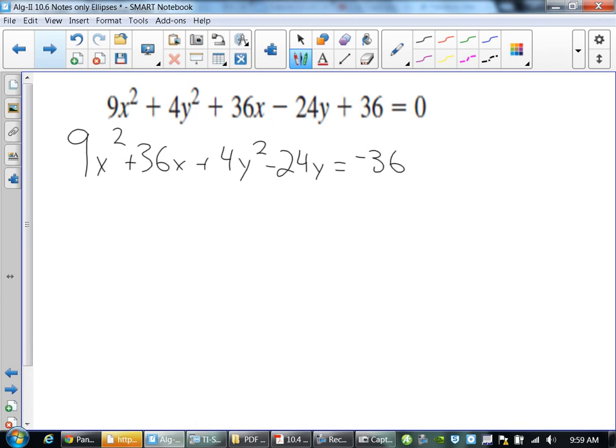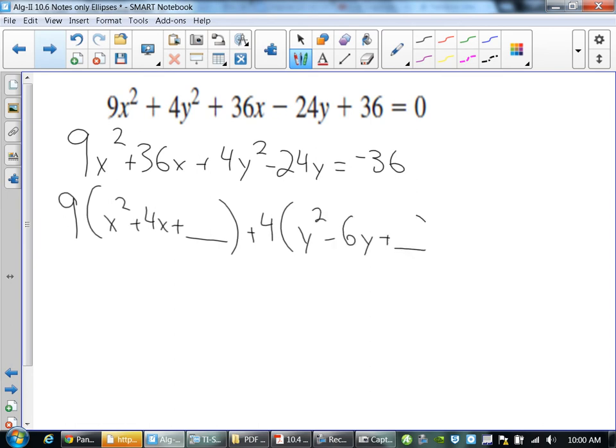So right now you should have that written down. When you go to complete the square, the first term of your x squared value always has to be 1. So what I'm going to do here is factor out the 9 in the x's, and I get x squared plus 4x plus blank, plus 4 y squared minus 6y plus blank.